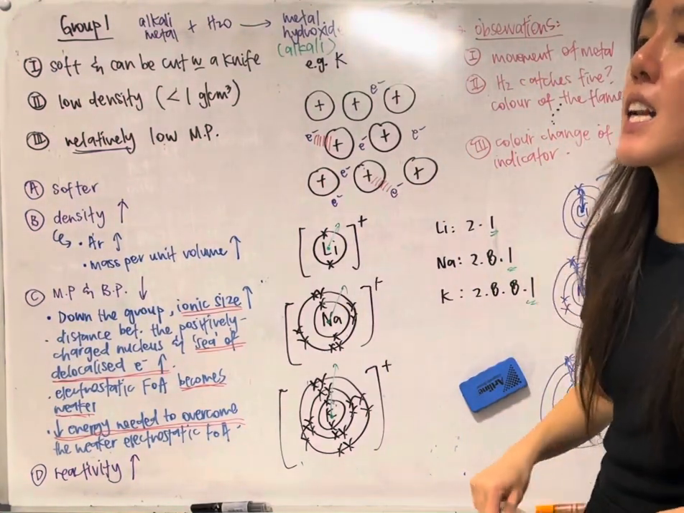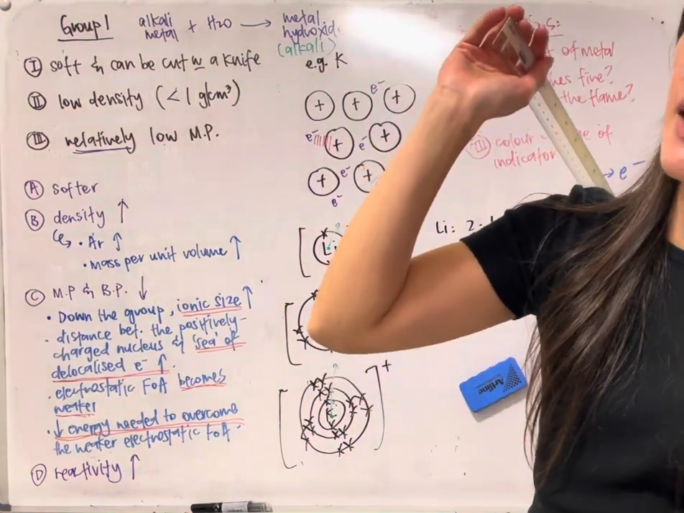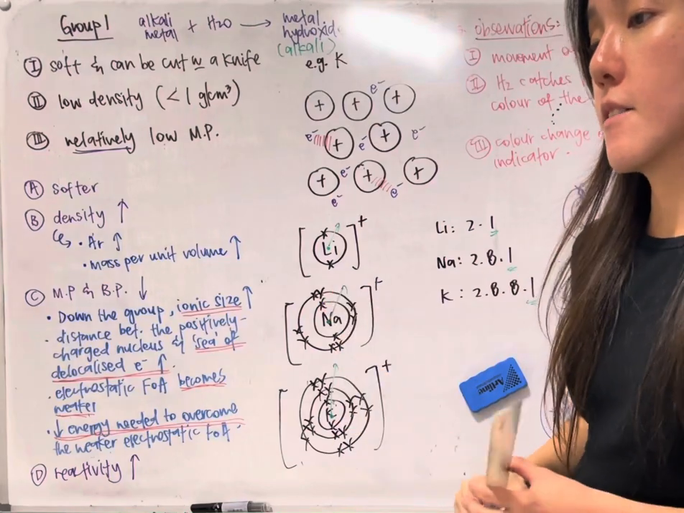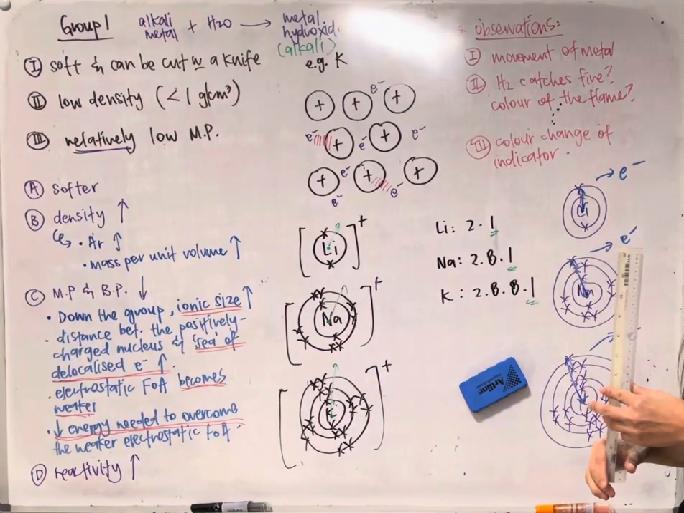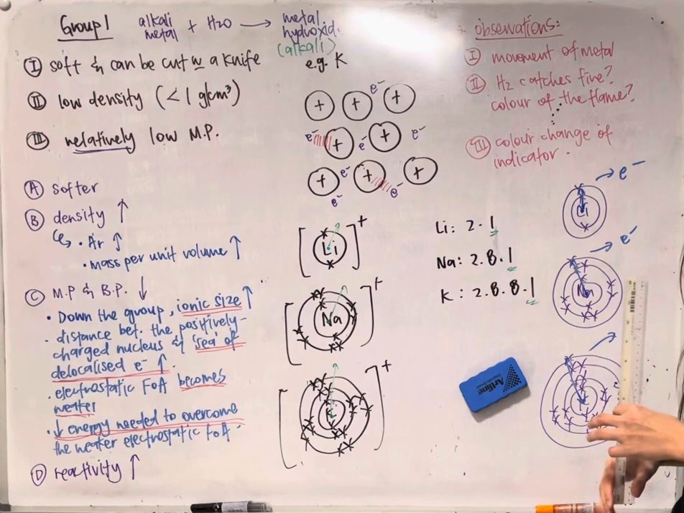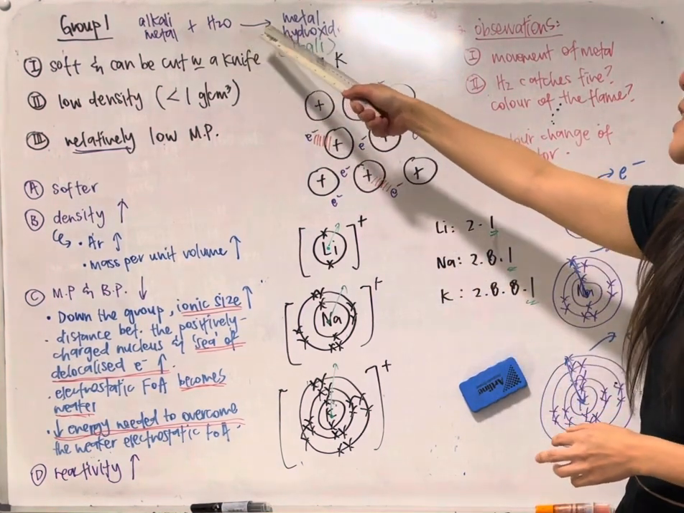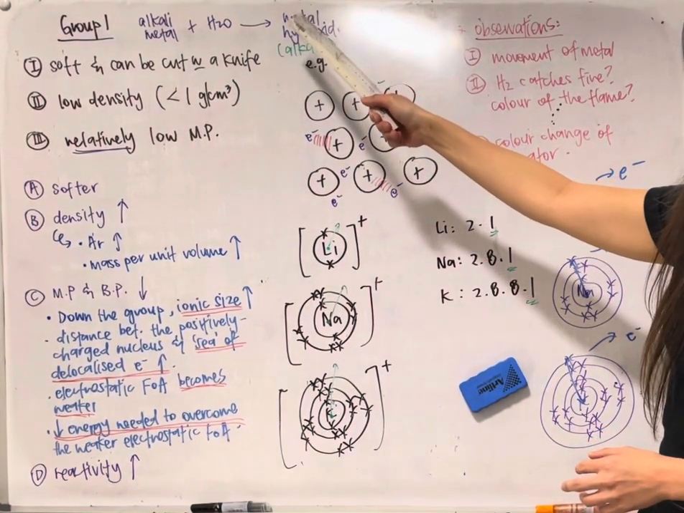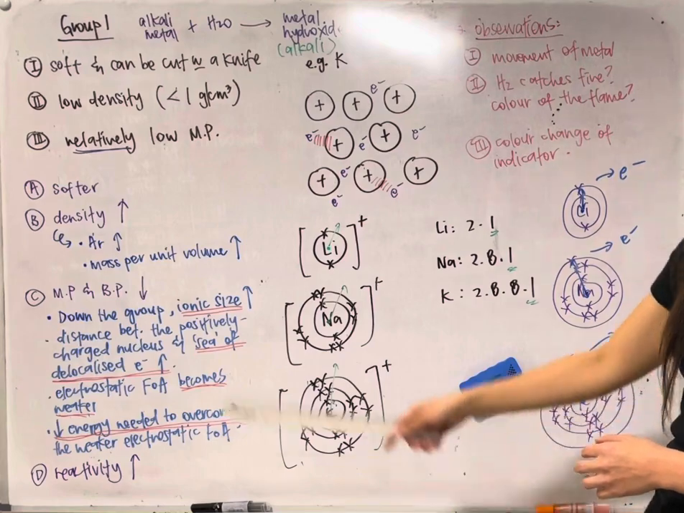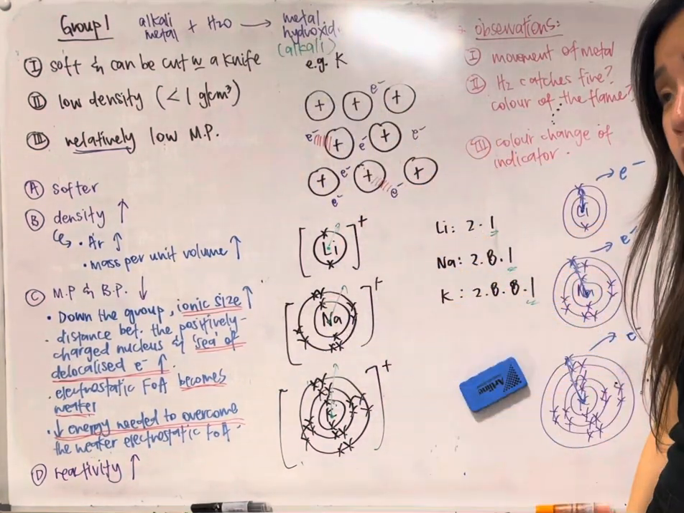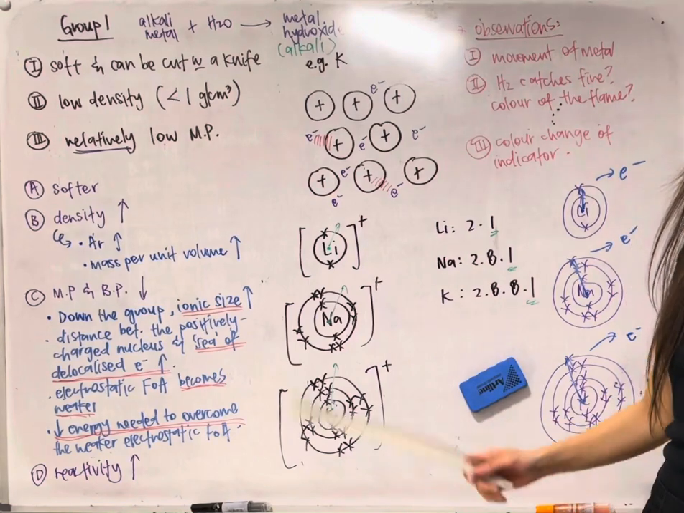Next one, what's the color change of indicator if I add universal indicator to the final solution? Roseanne? Violet. Why? Because if I add sodium to water, what do I get? Products are metal hydroxide, which is what? Alkaline. We say sodium already, so it is what? Sodium hydroxide. Yeah lah, you say metal hydroxide.